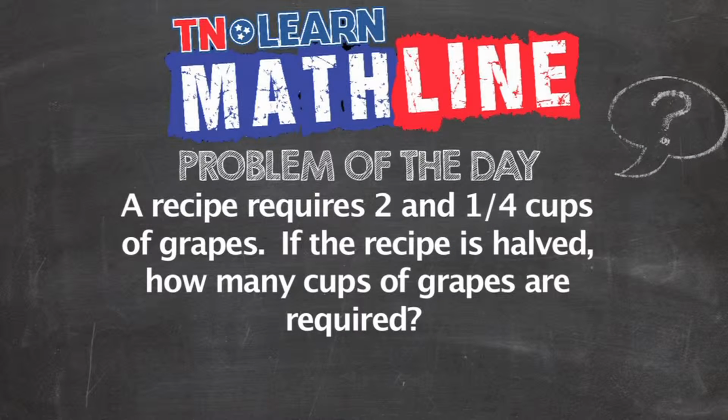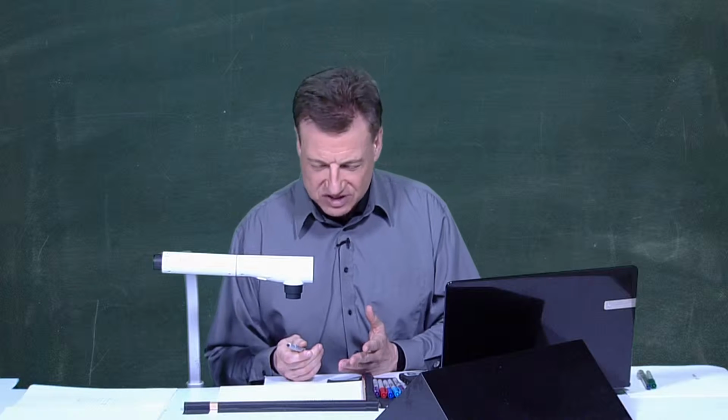A recipe requires 2 1/4 cups of grapes. If the recipe is halved, how many cups of grapes are required? So we've got the situation here. It's a fraction, a mixed number, so to speak.